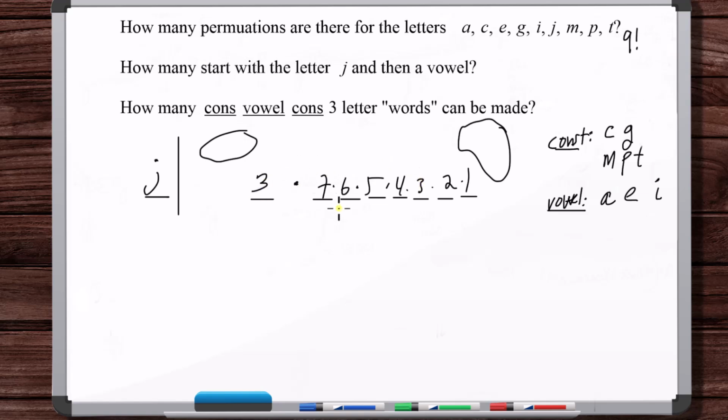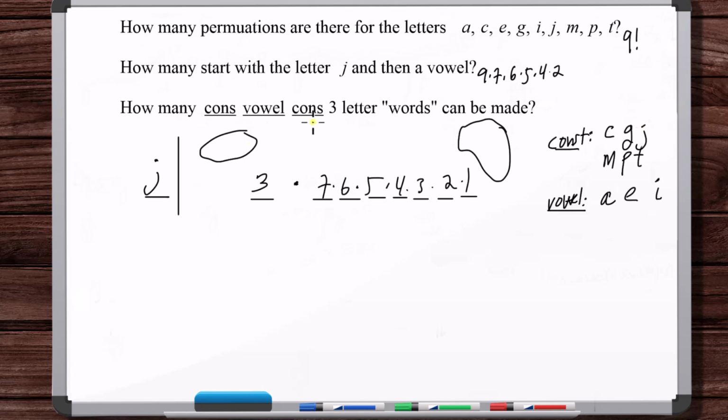So yeah, this should be it. So yeah, there we go. So it's 7 times, well, 3 times 3 is 9, so I'll do 9 times 7 times 6 times 5 times 4 times 2. Okay, now, how many consonant, let me put that J back.